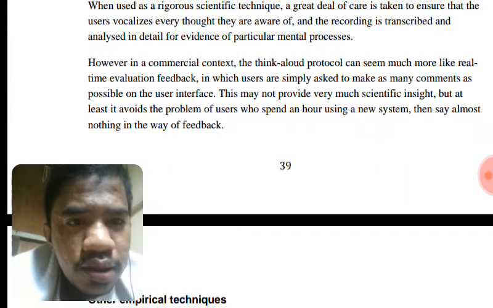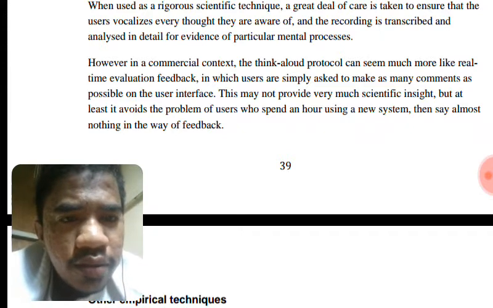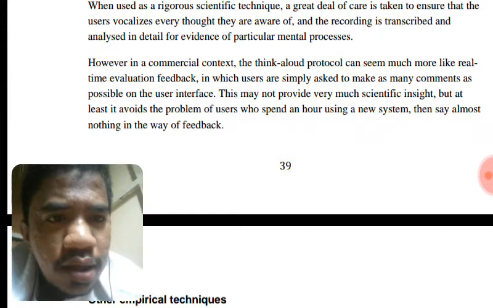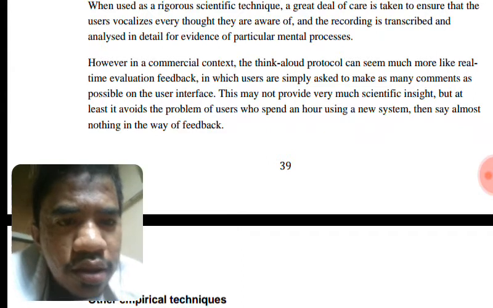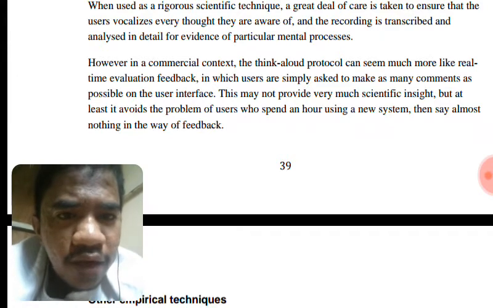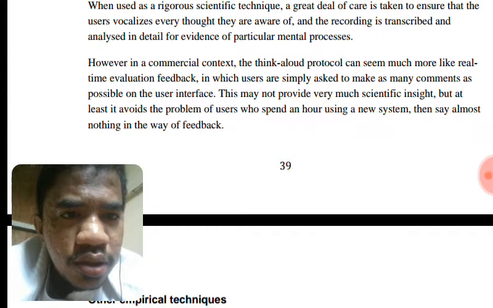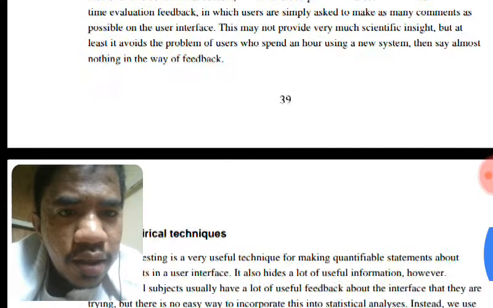However, in a commercial context, the think aloud protocol can seem much more like real-time evaluation feedback, in which users are simply asked to make as many comments as possible on the user interface. This may not provide very much scientific insight, but at least it avoids the problem of the user spending hours using the new system, then saying almost nothing in the way of feedback.